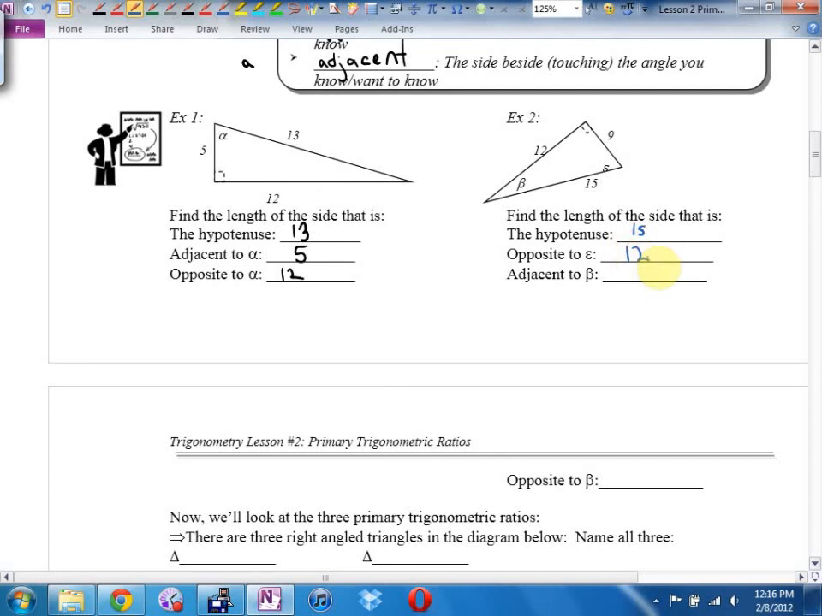Oh, Nikki, we're changing angles. Now we're sitting at beta. Which side is adjacent to beta? Remember, adjacent means beside. Now, Nikki, technically there's two, except we can eliminate the 15 because the 15 is always the hypotenuse. So, Nikki, which side is adjacent to beta? Absolutely. So opposite to beta is what? Joel, here's beta. Which side is opposite to it?